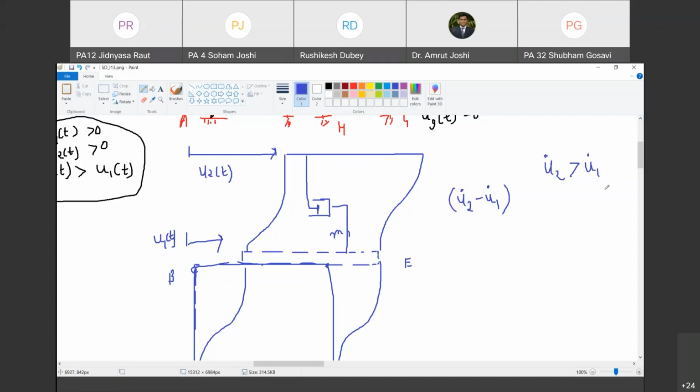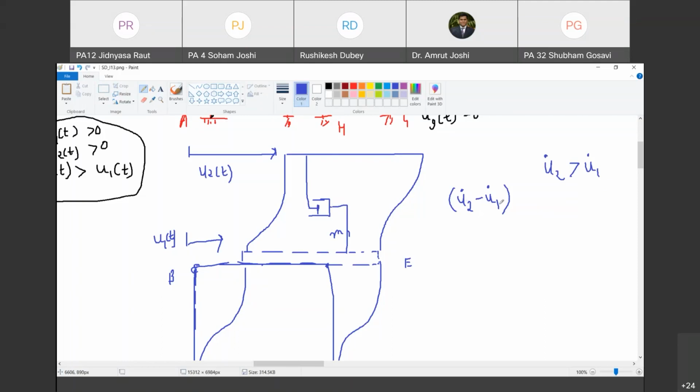Happy? So what are the assumptions we have made till now? u1 is positive, u2 is positive, u2 is greater than u1, u1 dot is positive, u2 dot is positive, u2 dot is greater than u1 dot, u1 double dot is positive, u2 double dot is positive. These are the assumptions we have made till now. Are you with me? Yes, sir. And all these assumptions are without losing the generality. If negative sign emerges at the end of analysis, the direction of forces is self-adjusting. Are you with me? Yes, sir.